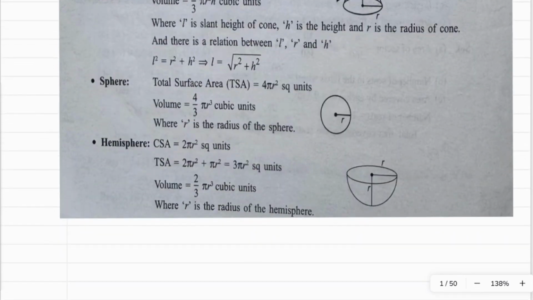Then comes the hemisphere. Hemisphere means half of a sphere. It has a CSA, meaning the curved part region. The curved region's area, this region's area, we need to find. How to find that value? It is 2 pi r square. TSA means what we have to do? We have to find the area of the circular region also and add them both together. That is 2 pi r square plus pi r square. It combinedly gives 3 pi r square, which is the value of the total surface area.